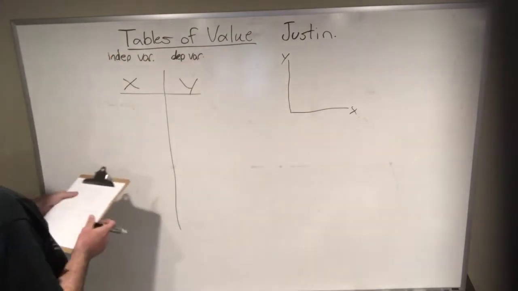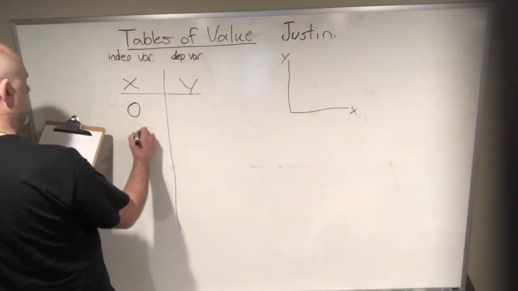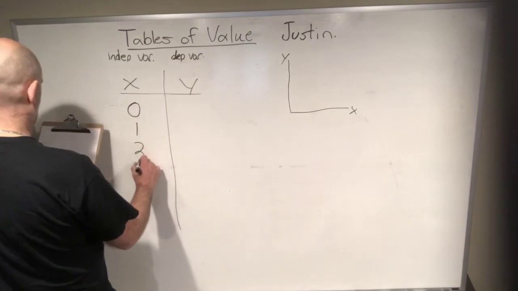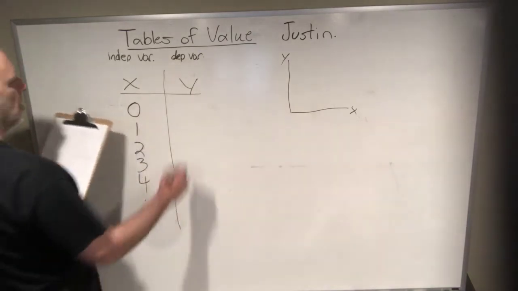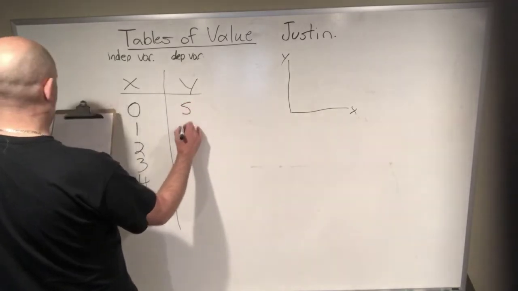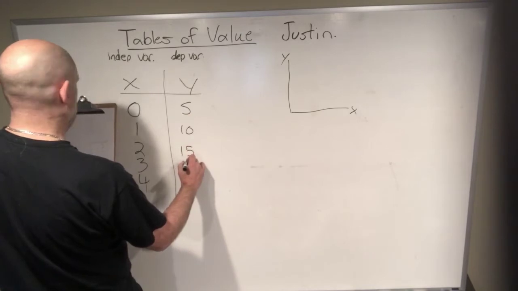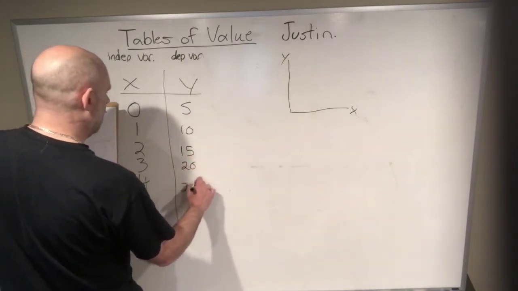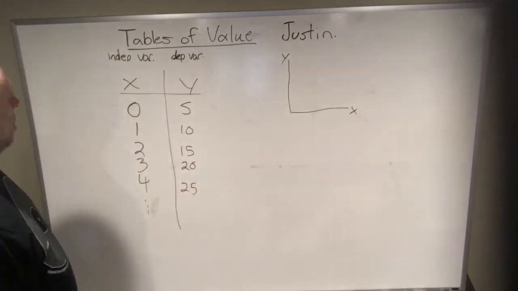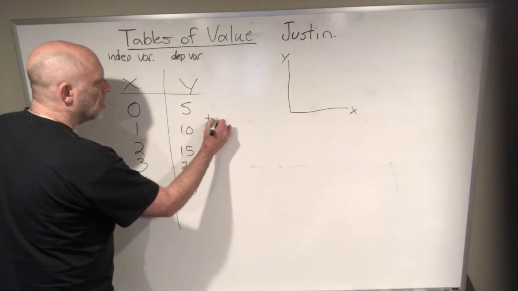Okay? So now I'm going to put in some x values. Let's say we have in this table 1, 2, 3, 4, and then it keeps on going on. And then the y goes 5, 10, 15, 20, 25. Okay, so how is this changing? It's going up by 5.